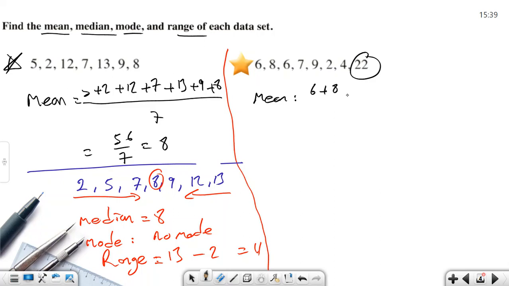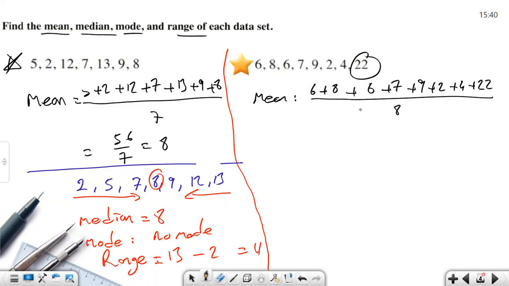6 plus 8 equal to 14. Plus 6 equal to 20. Plus 7 equal to 27. Plus 9, that's equal to 36. Plus 2, 38. Plus 4, 42. Plus 22, 64. Divided by 1, 2, 3, 4, 5, 6, 7, 8.